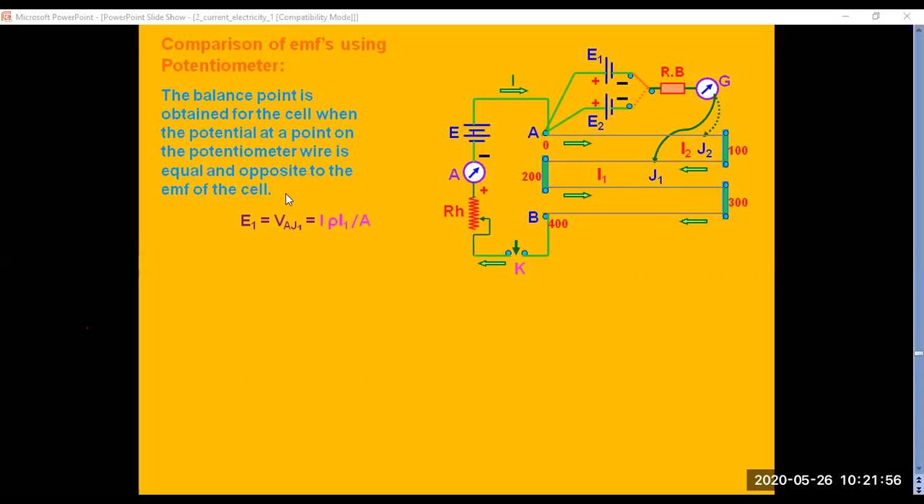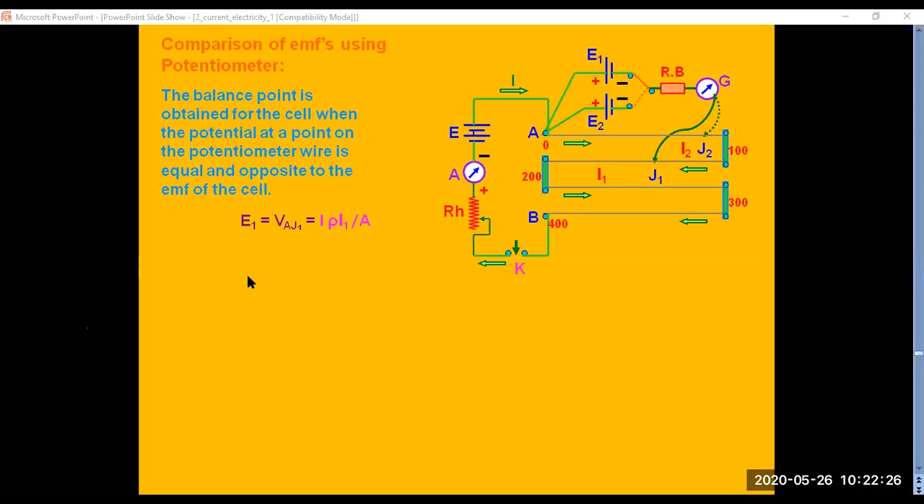So you have the formula E1 is equal to V, across A and J1 for the first cell. This V is equal to I into R. But what is R? Rho L by A. But L here is L1 because we are taking the first length. So this V is equal to IR, your Ohm's law. Instead of R, you're going to use rho L1 divided by A.